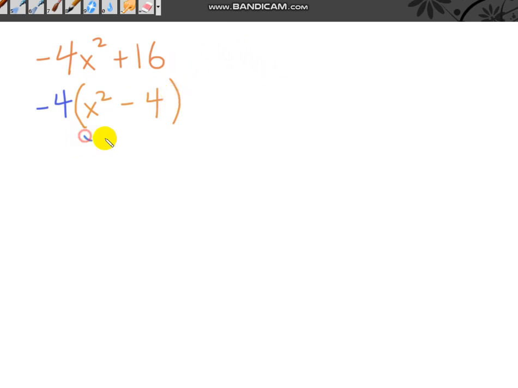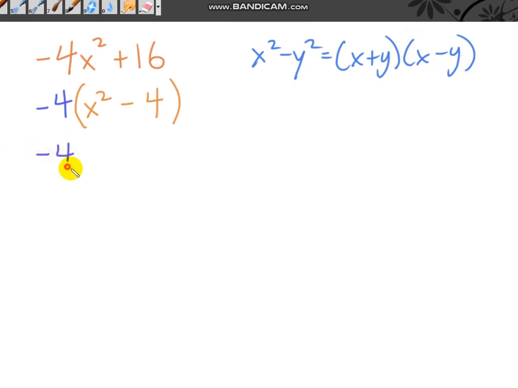All right? So what we need to do next is a couple things. If you remember how to factor, this is basically the difference of squares formula. So we can do x squared minus y squared, which is the same thing as x plus y times x minus y. And as you see here, this will break down as x plus 2 times x minus 2.